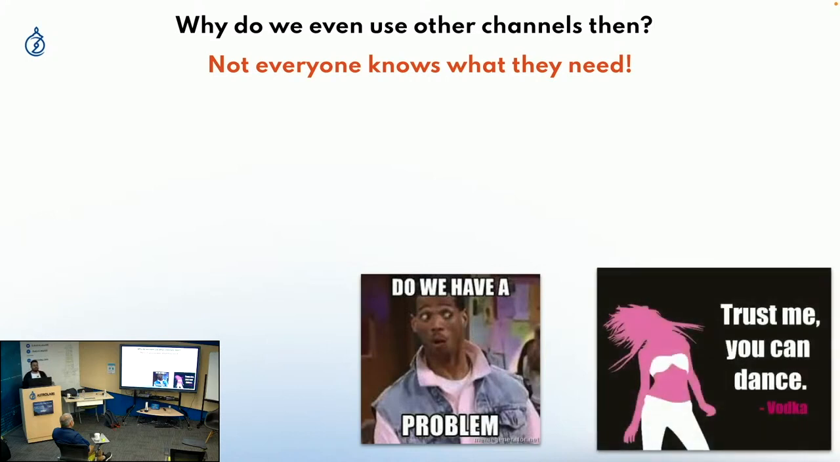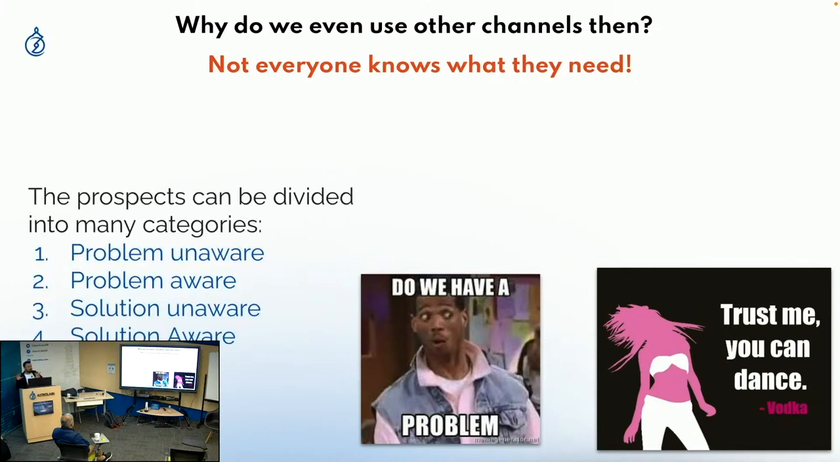And some people know they have a problem, but they don't know there is a solution, right? So customers can be divided basically into four categories. Problem unaware: they don't even know they have a problem. Problem aware: they know they have a problem, but they don't know there's a solution. Then there are people who know there is a solution, but they don't know that your brand or your company provides that. So take those kind of users who are in the first stage or second or third or fourth and make them purchase your product or service.